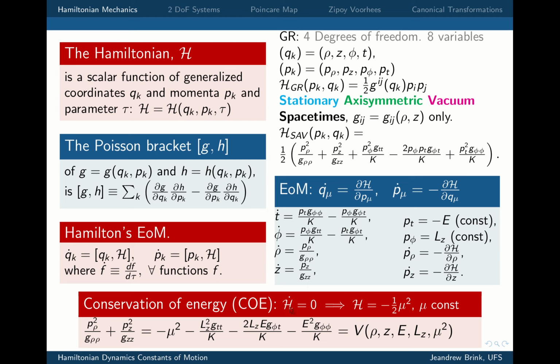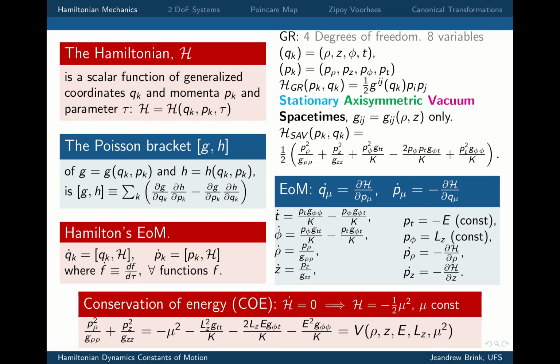So you basically have h dot equals 0, and then we get that p_rho squared over g_rho rho plus p_z squared over g_zz is equal to a function of just constants, okay, with minus a half mu squared being your Hamiltonian constant, and your position vectors. Okay, so that's where we were the last time, and the question is, how do we go further?